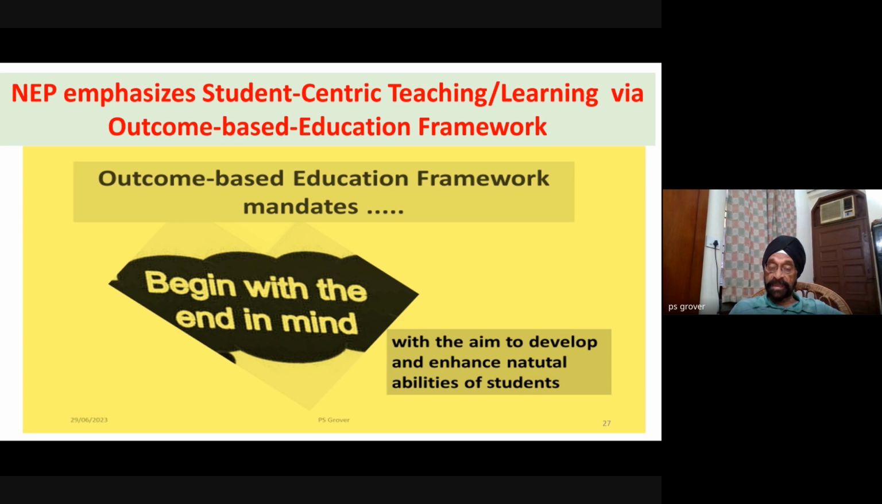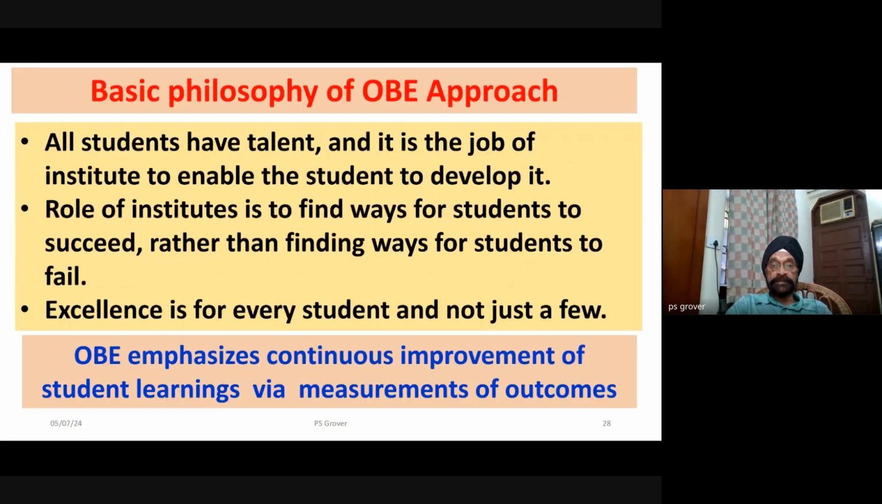When I say begin with the end in mind regarding students, the aim is to develop and enhance the natural ability of students. The basic philosophy of the outcome-based learning approach is that all students have talent, and it is the job of the institution to enable students to develop it. The role of the institution is to find ways for students to succeed rather than finding ways for students to fail. That means after his study, he is able to get good employment, he succeeds, he becomes a good citizen. This is the role of the faculty and the institution to ensure.